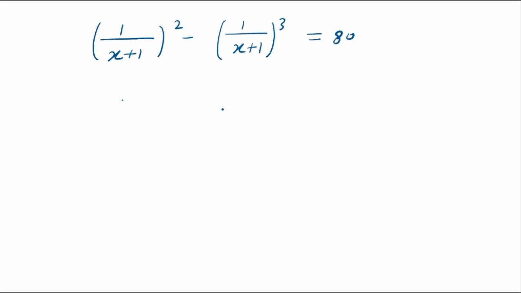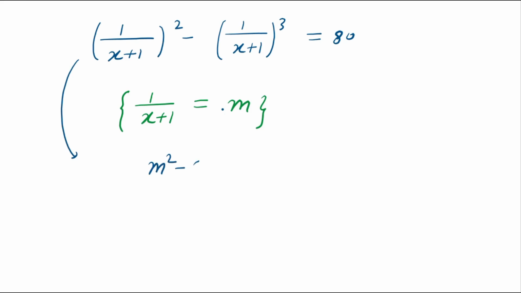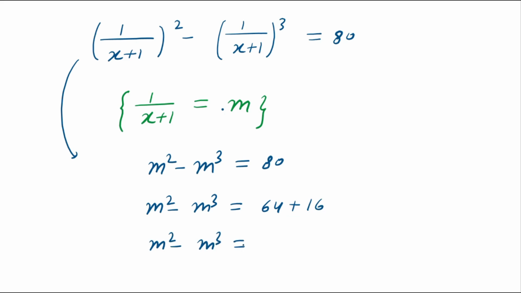Here we will apply substitution. If we substitute 1 over (x plus 1) equal to m, then this expression is m square minus m cube, and this is equal to 80. Now 80 is 64 plus 16, so m square minus m cube equals 64, which is 4 power 3, plus 16, which is 4 square.